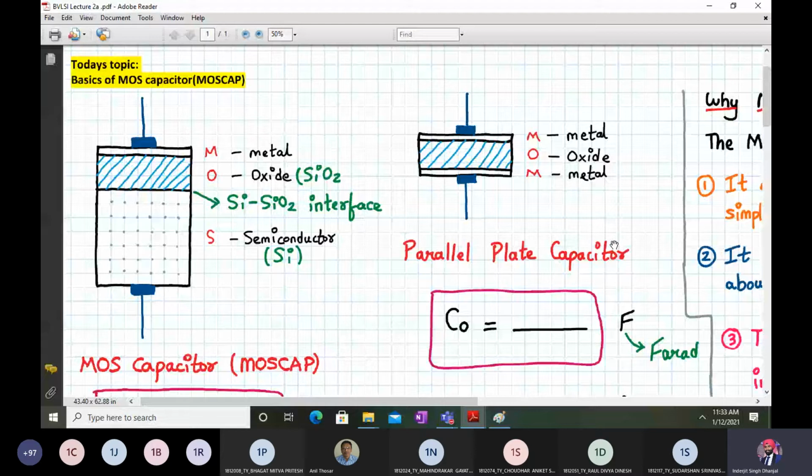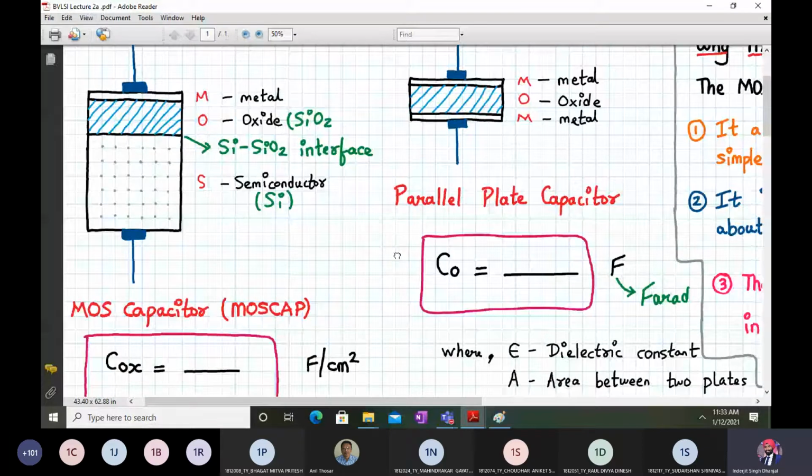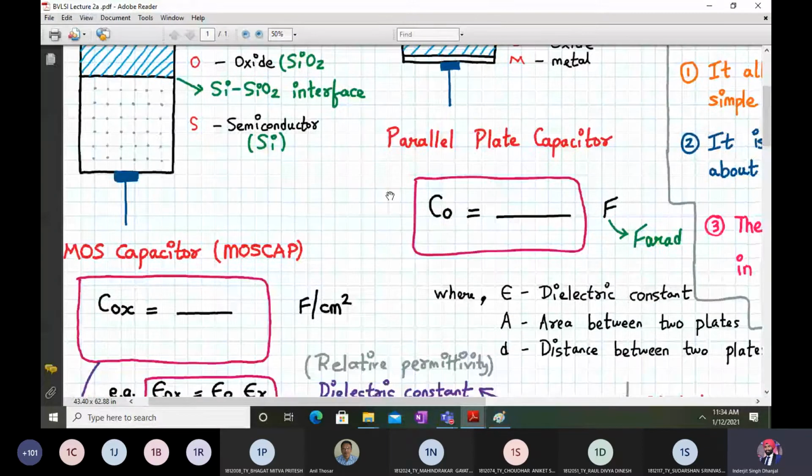So what is it made up of? It is made up of a metal, an oxide, and again a metal. Okay, so it is a MOM device basically, and these are the two leads. So basically this is the capacitor which we have already used. So what is the formula for this parallel plate capacitor? It's given by C naught, and we know the capacitor unit is given by Farad. So what will be the formula for C naught?